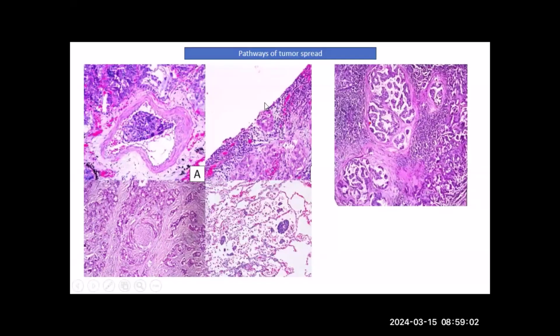This tumor is invading the pleura. Then this is spread through alveolar spaces. The tumor cells are present inside the alveolar spaces beyond the margin of the tumor. This is also a poor prognostic factor. And this is the tumor in the lymph node.